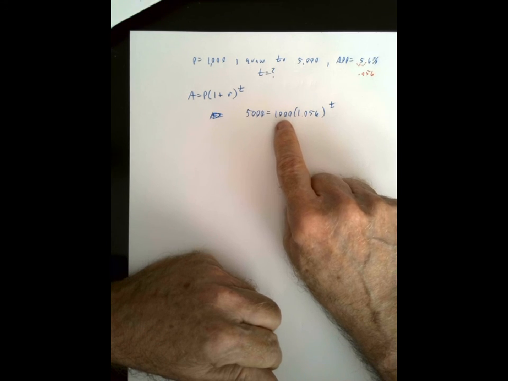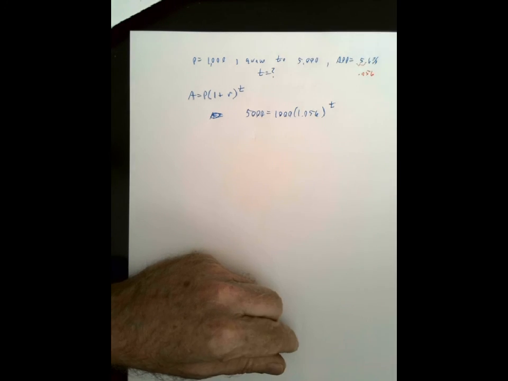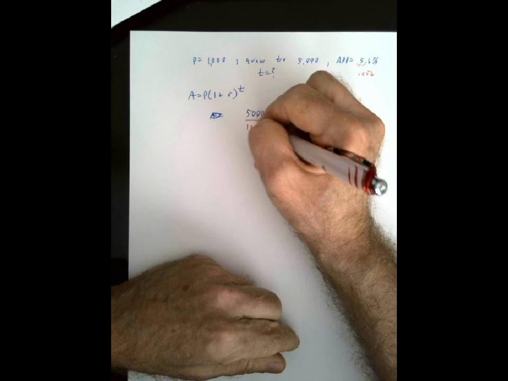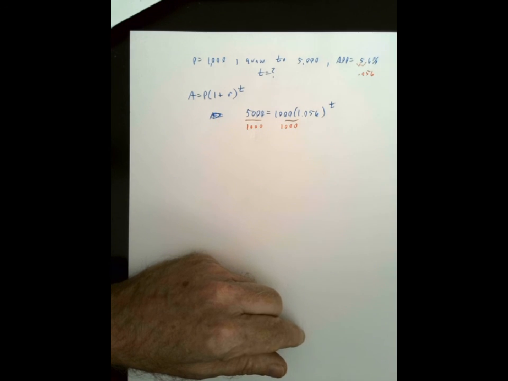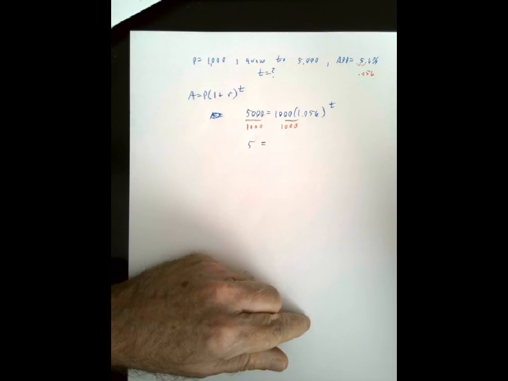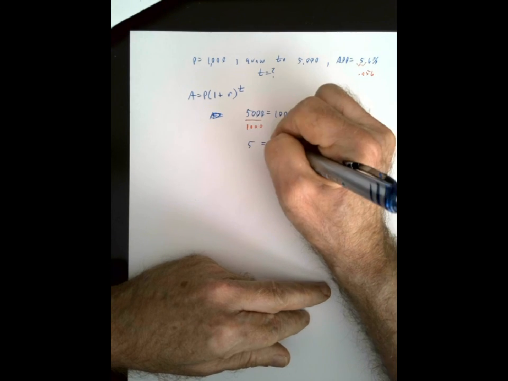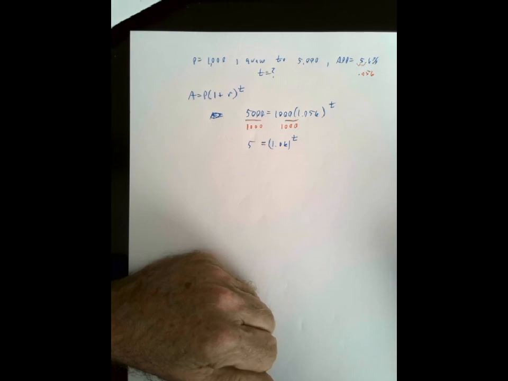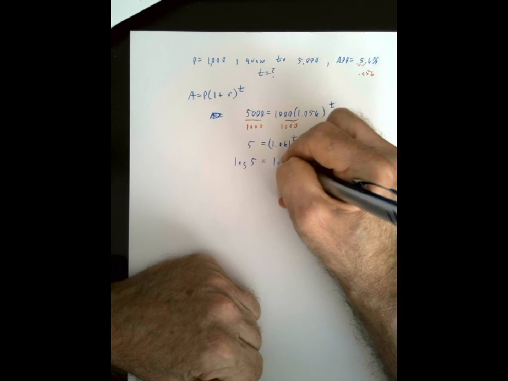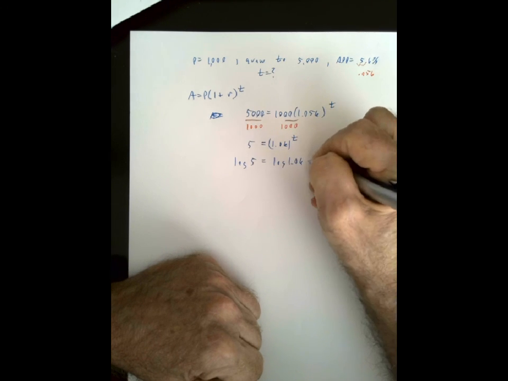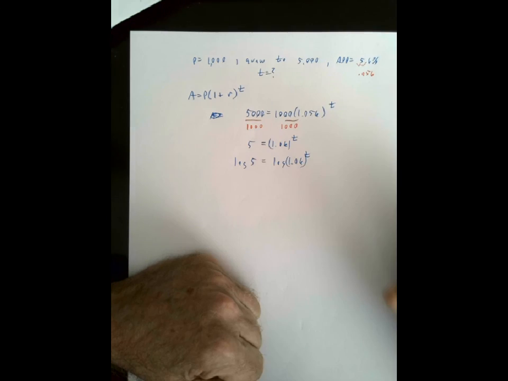First we divide to get rid of the multiplier. Don't add, don't subtract, don't multiply. We're multiplying here. So we divide to cancel out the multiplication by 1,000. And that gives us, over here, 5 is equal to 1.06 to the t. Now we log both sides to solve the exponential equation. Mr. T swings out front.